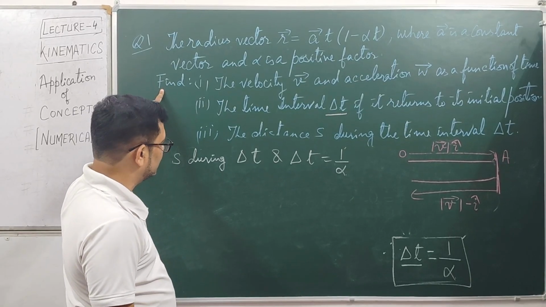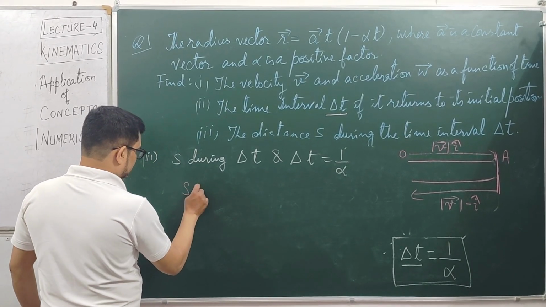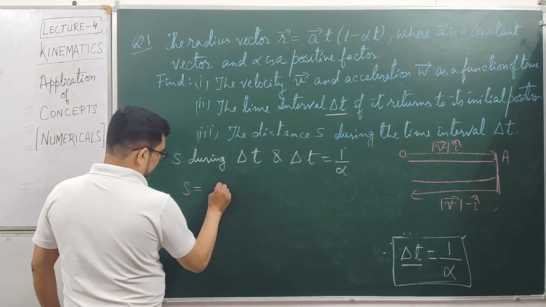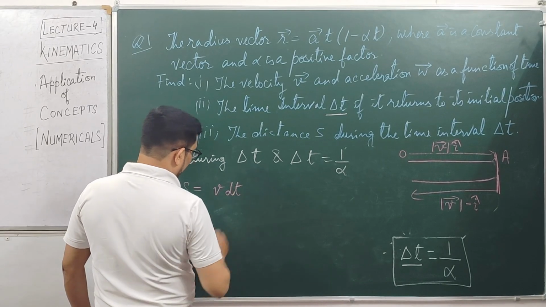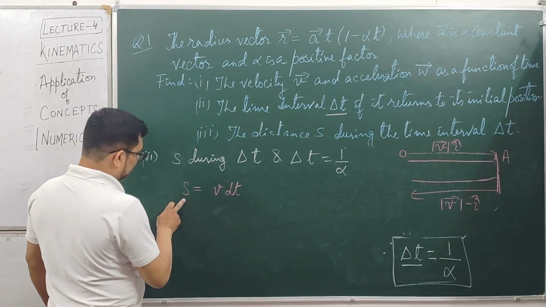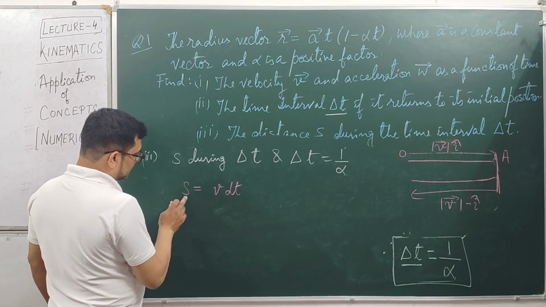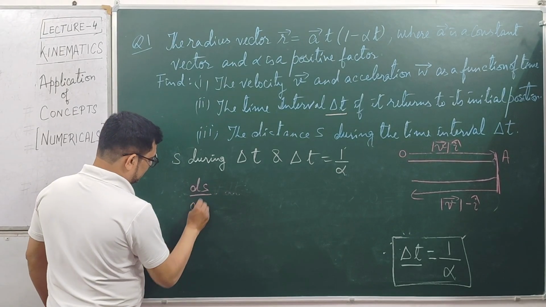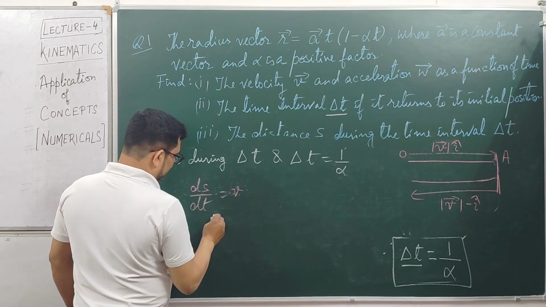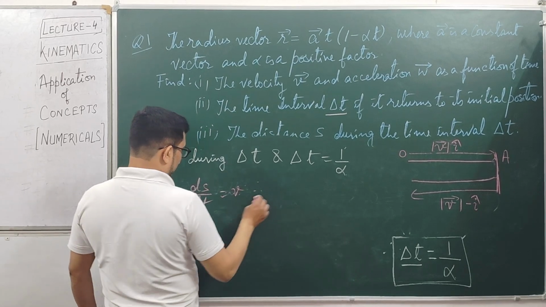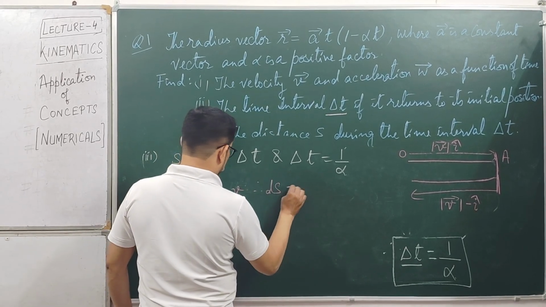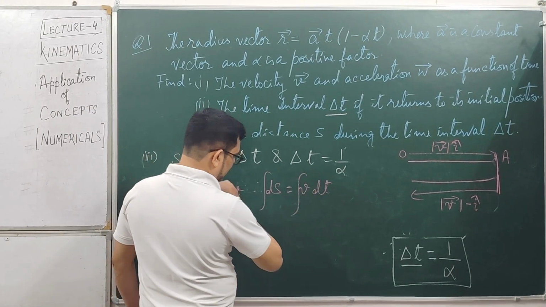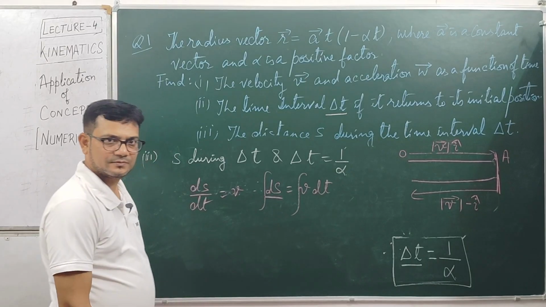So we know that s is equal to the integral of v dt. From where did we get this? If we differentiate s with respect to t, ds over dt, we get v, right? So therefore we get ds is equal to v dt. Now if you integrate both sides, you'll get the distance.